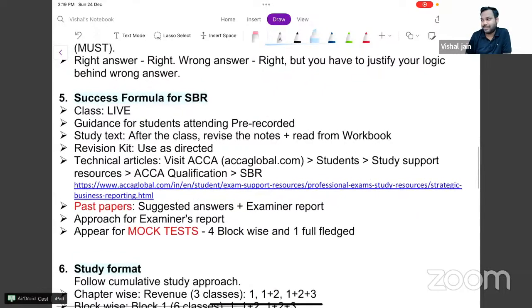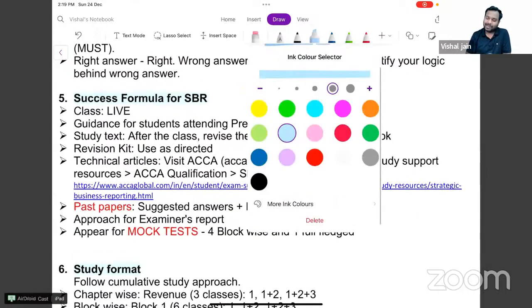What is the success formula for SBR? I mention this in every class, and I will mention it here also. There are two sets of students, and this happens particularly at SBR, so I will emphasize it more here. SBR students are generally working professionals, and they might not be able to attend live classes, which is totally fine. So there are two sets of students: those attending live classes and those taking pre-recorded lectures. If you are going live, it's completely fine; you have to follow the track I'm using. But if you are watching pre-recorded lectures, let me tell you a few points.